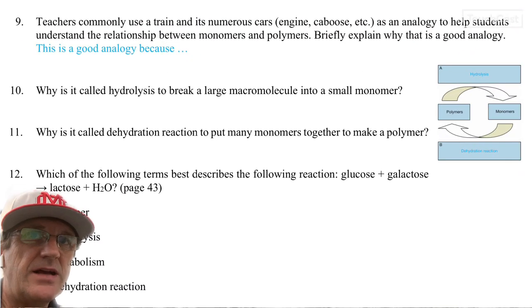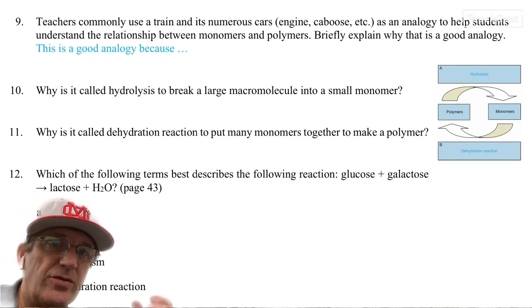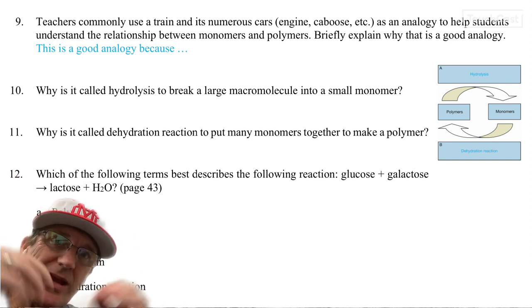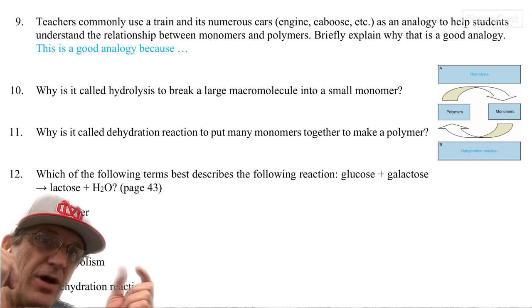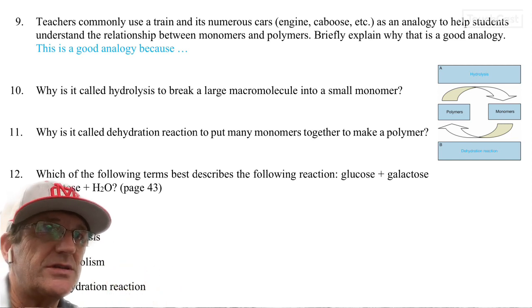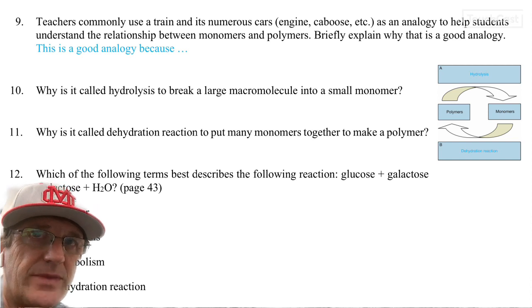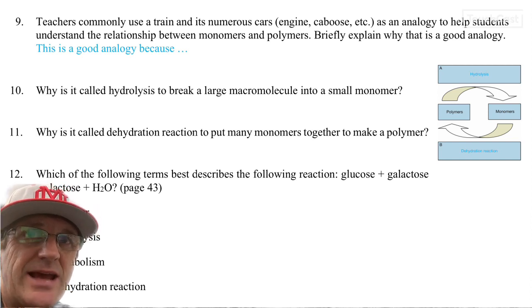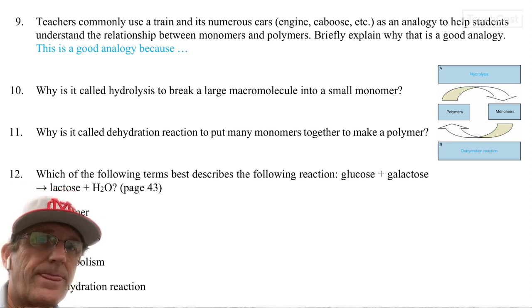And now, the last few questions. We've talked about how these macromolecules are huge. They're like a big long train made up of tiny little boxcars. The boxcars are called monomers. So go ahead and write in why that is a good analogy, as we've discussed. Number 10 and 11 deal with this picture that you see in the far right-hand corner.